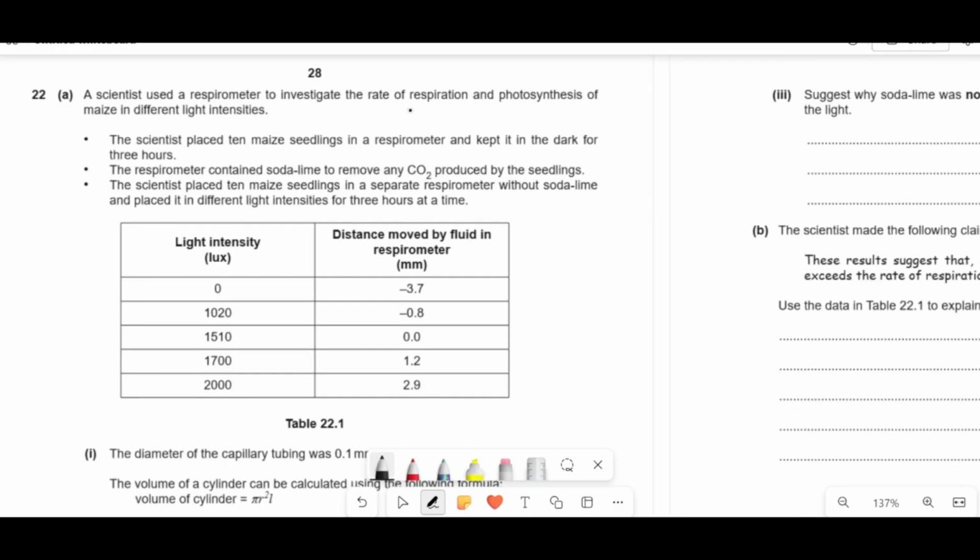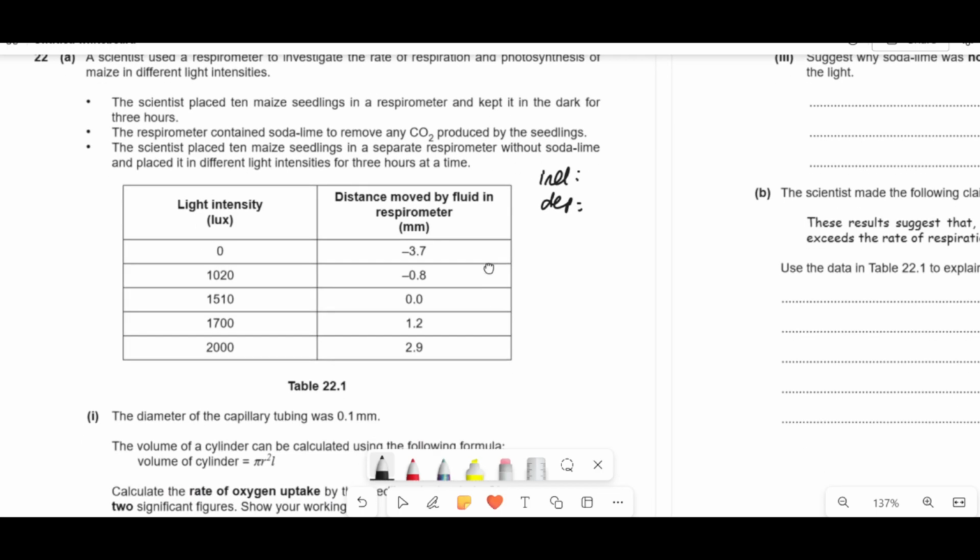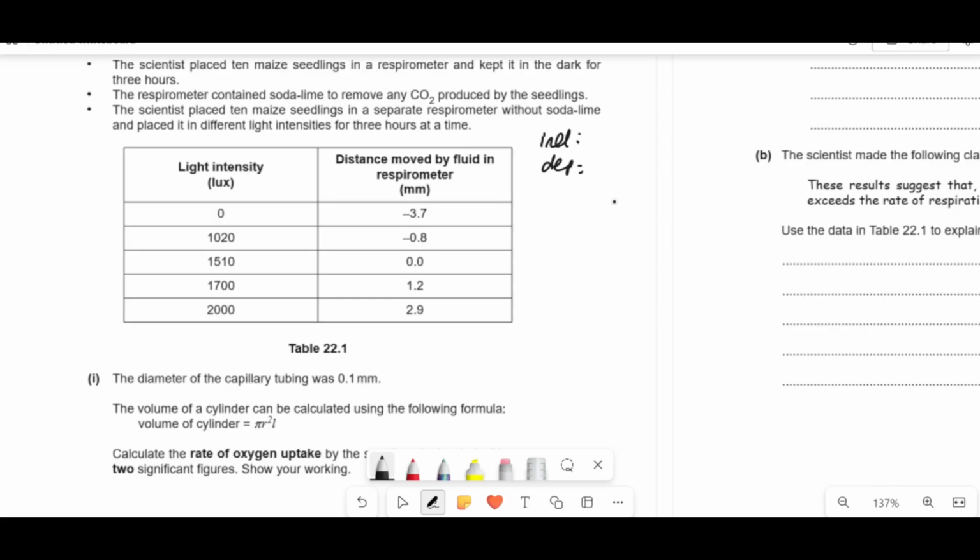A scientist used a respirometer to investigate the rate of respiration and photosynthesis in maize in different light intensities. So, whoa, what have they been doing then? So, independent, dependent. Again, it's tempting to just say rate of respiration and photosynthesis. That's not very helpful because we want to critique this maybe down the line. It says the scientist placed these maize seedlings in a respirometer kept in the dark for 3 hours. The respirometer had soda lime to remove any CO2 made from the seedlings. They then put 10 of them in a respirometer without soda lime and then put them in different light intensities at a time.